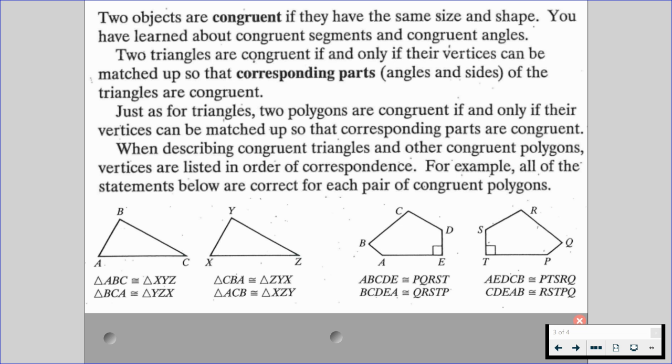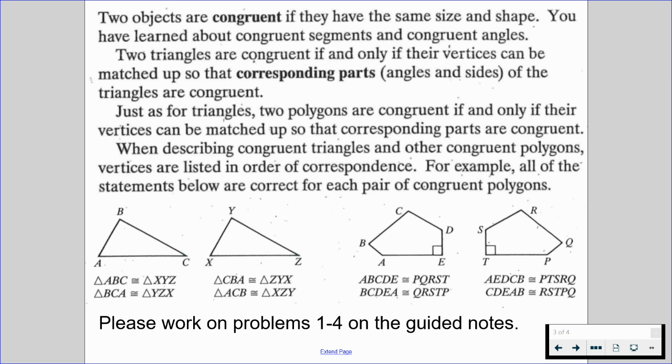Underneath that, C is the second letter, R is the second letter. In the upper right, C is the fourth letter, R is the fourth letter. And in the bottom right, C is the first letter and R is the first letter. So every time we rearrange, we're going to have the same corresponding angles and those vertices in the correct order. Please keep an eye on that.